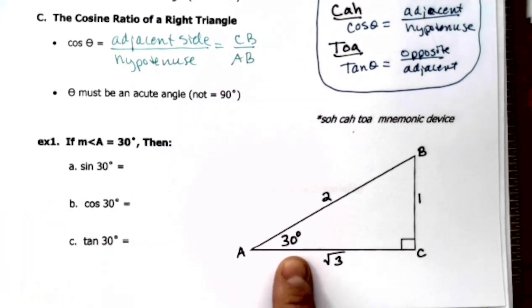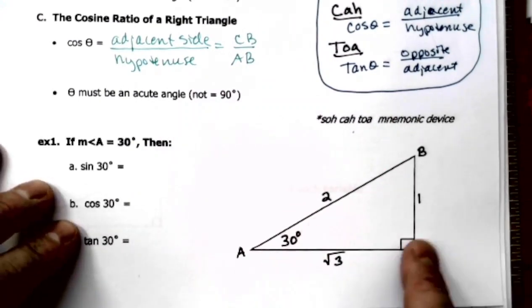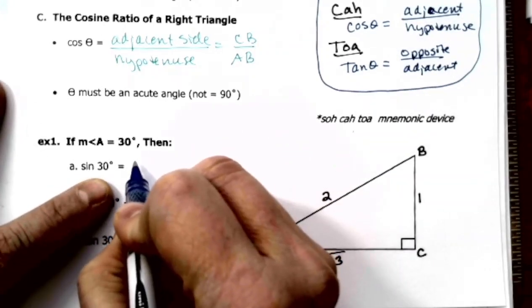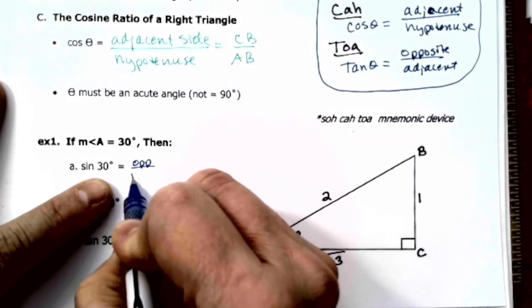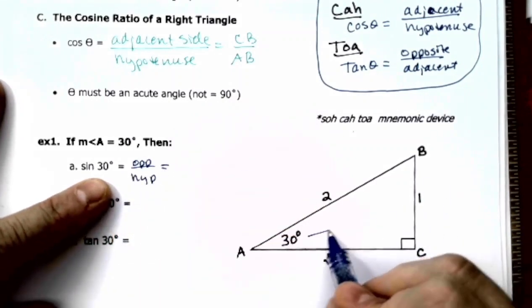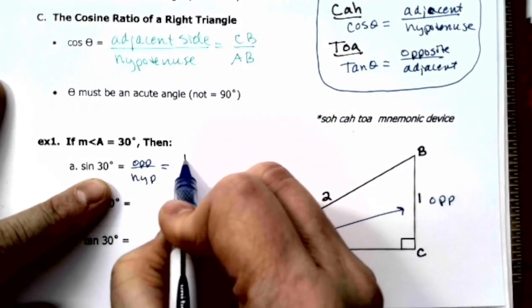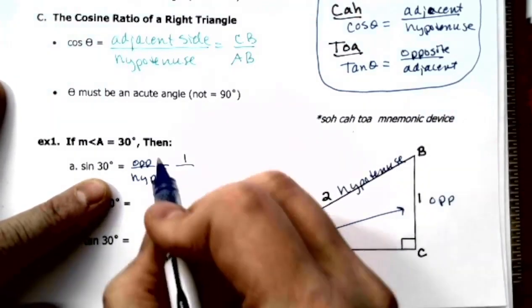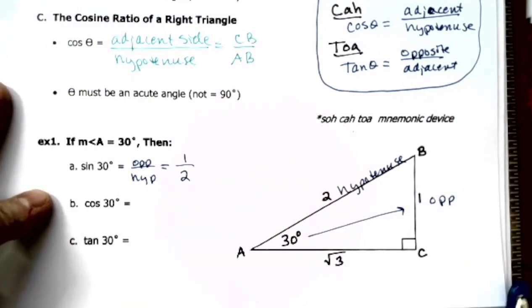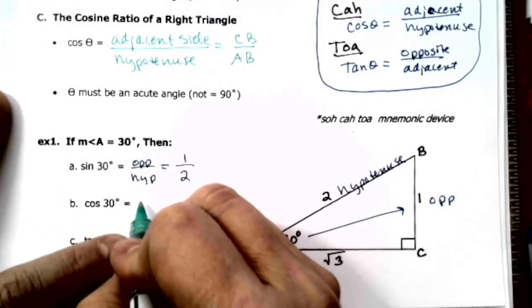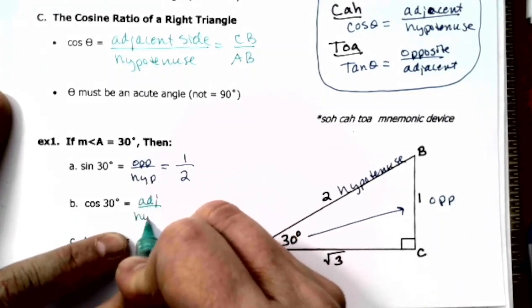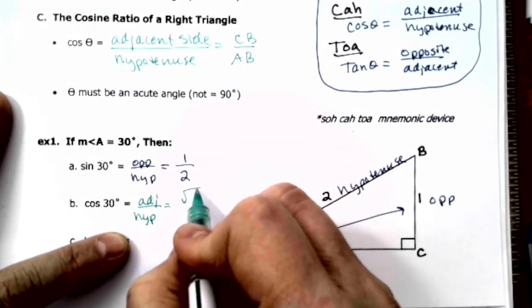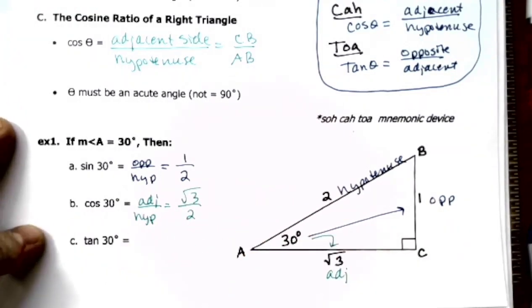All right, let's do an example. Let's say that angle A is 30 degrees, and then I've got my side lengths. So sine of 30, remember SOH is opposite over hypotenuse. So opposite the 30 is a 1, and the hypotenuse is a 2, so that equals 1/2. All right, now cosine. Cosine of 30 is the adjacent side over the hypotenuse. So your adjacent side is radical 3 over your hypotenuse, which is 2.